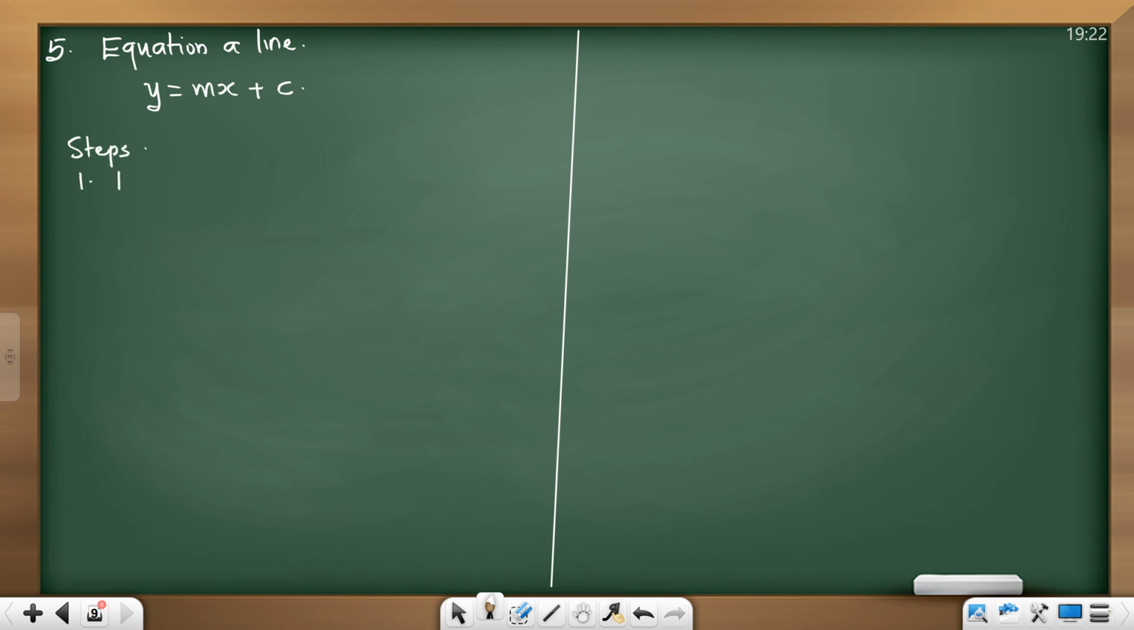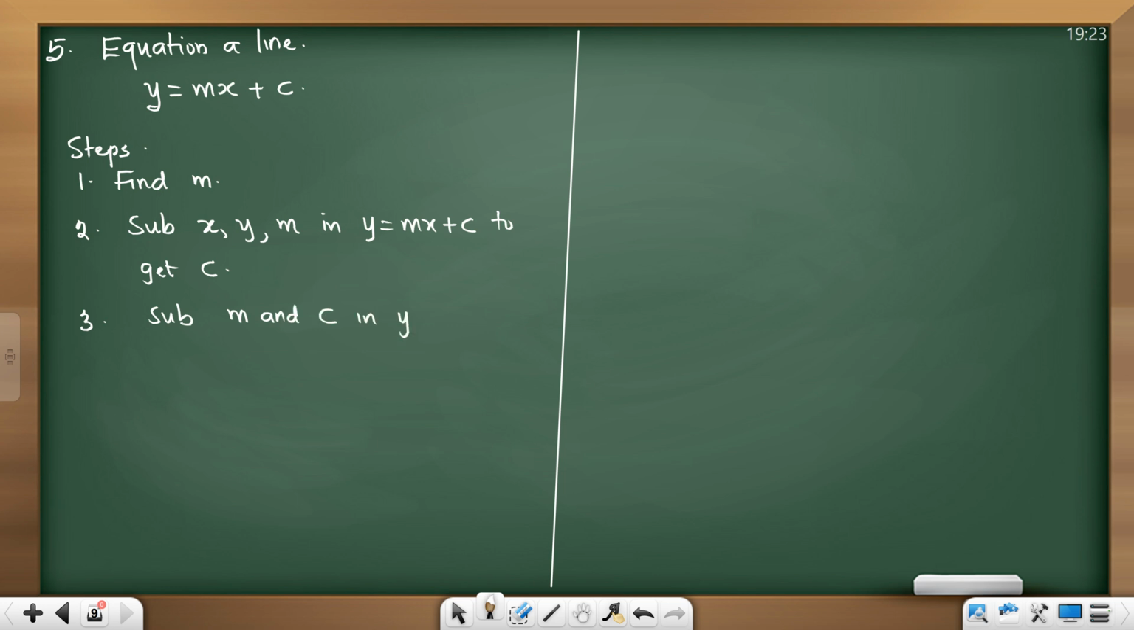Steps. Number 1, find m, which we have done. y2 minus y1 over x2 minus x1. 2, solve x, y, m in y equals mx plus c to get c. 3, sub m and c in y equals mx plus c. We're done. I'll do the 3 steps for you.